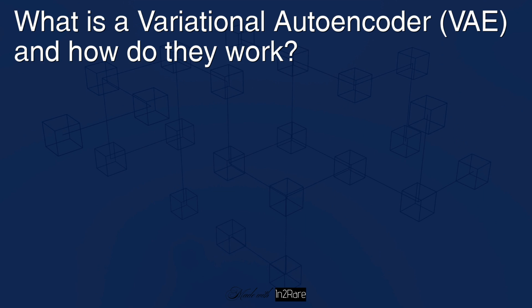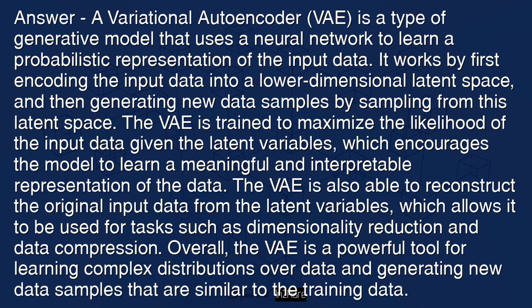What is a variational autoencoder (VAE) and how do they work? Answer: a variational autoencoder (VAE) is a type of generative model that uses a neural network to learn a probabilistic representation of the input data. It works by first encoding the input data into a lower-dimensional latent space, and then generating new data samples by sampling from this latent space.